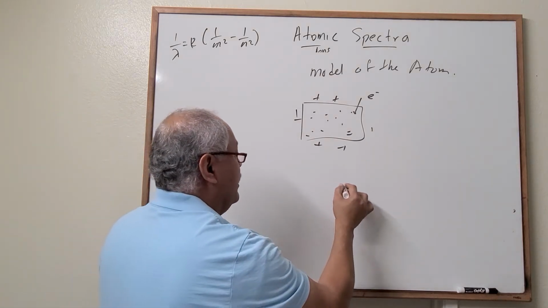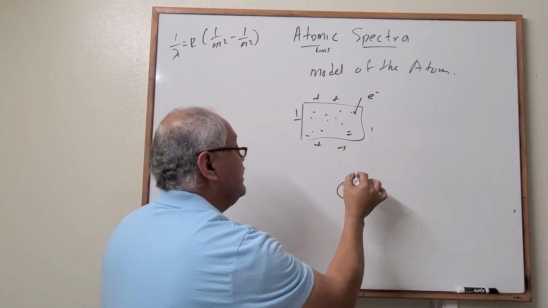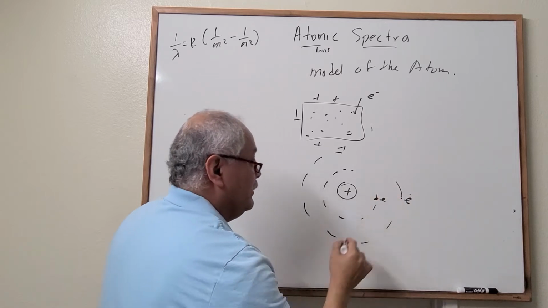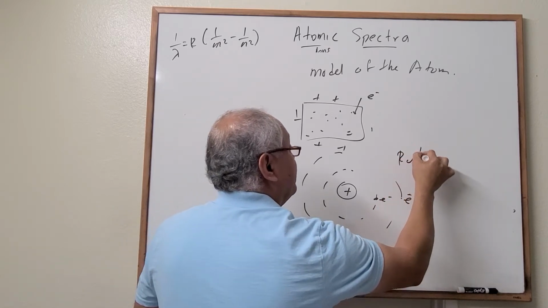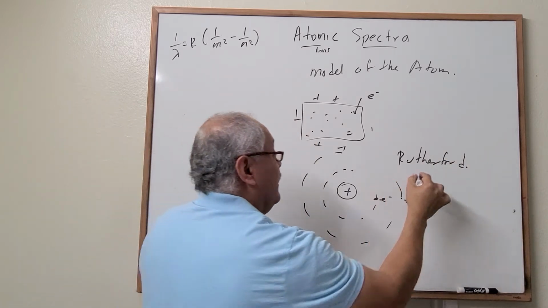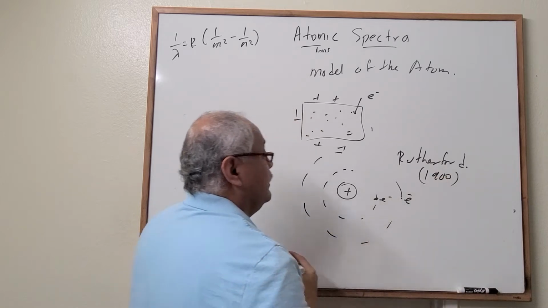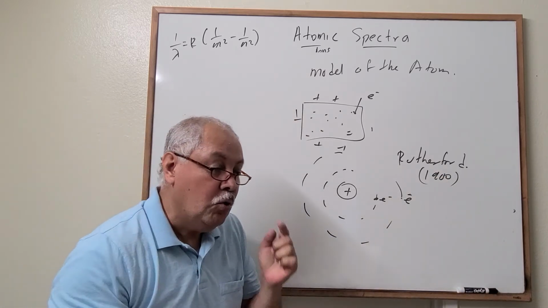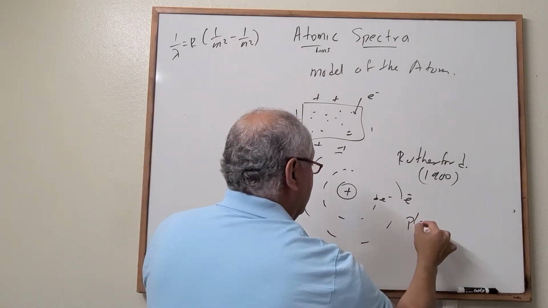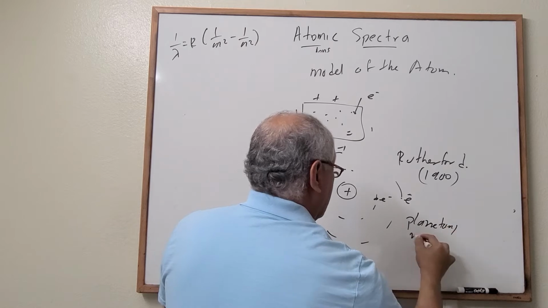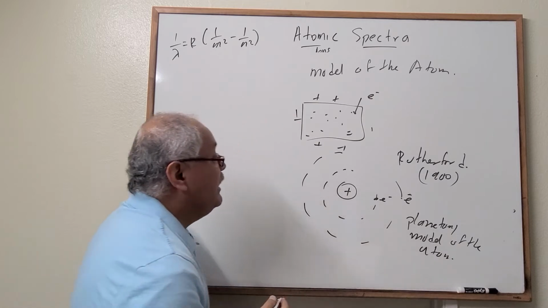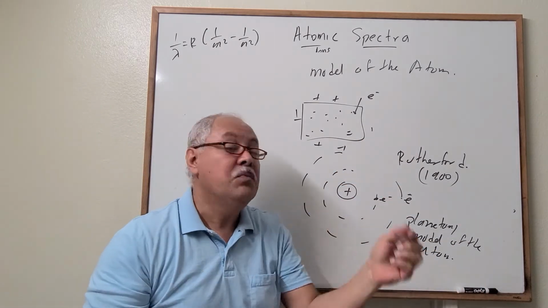So we have another model. In this case, the positive charge is in the nucleus, and we have the electrons moving around that nucleus. This is by Rutherford, around 1900. And this is called the planetary model of the atom. This model was used by Niels Bohr.